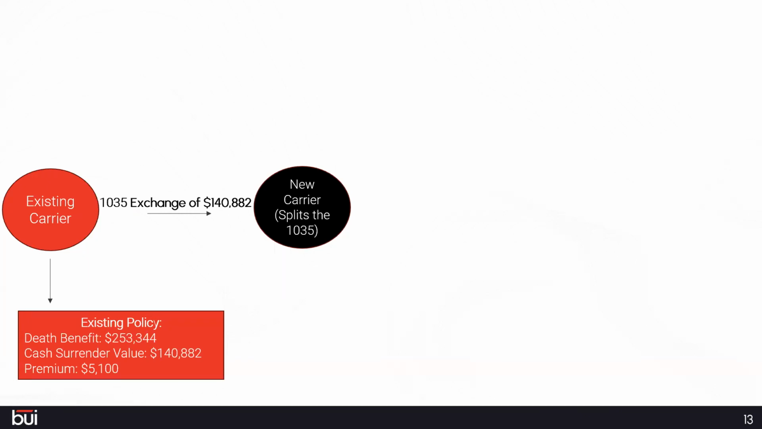Once that carrier receives the split 1035 exchange, we have them split it up. Not every insurance carrier will split up a 1035 exchange, but there are a number of carriers that will, enough that it makes sense to have a discussion in our meeting today. In this case, we split up the 1035 exchange and put $97,000 towards her long-term care.